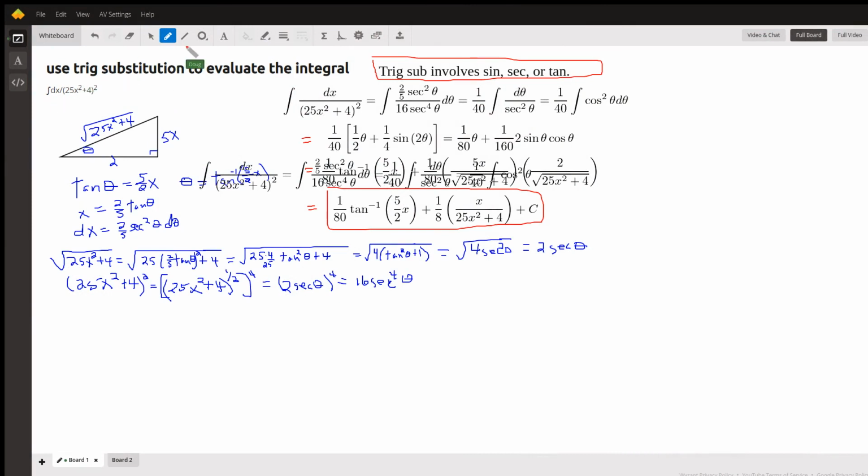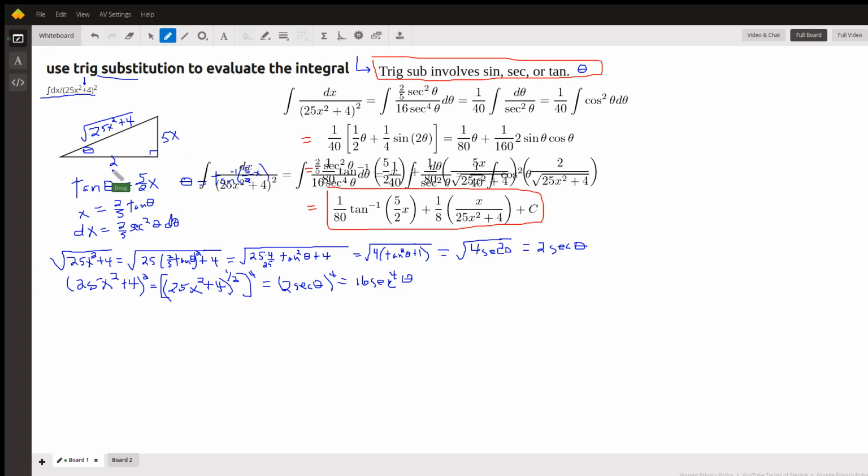Okay, you're asked to evaluate this indefinite integral using trig substitution. When you use trig substitution, you want to use either sine, secant, or tangent of theta. And the fact that this is a plus sign tells you that the square roots of those terms will be the legs of the right triangle. And since we want the variable to be in the numerator of the tangent of the trig ratio, that's where we put the legs.